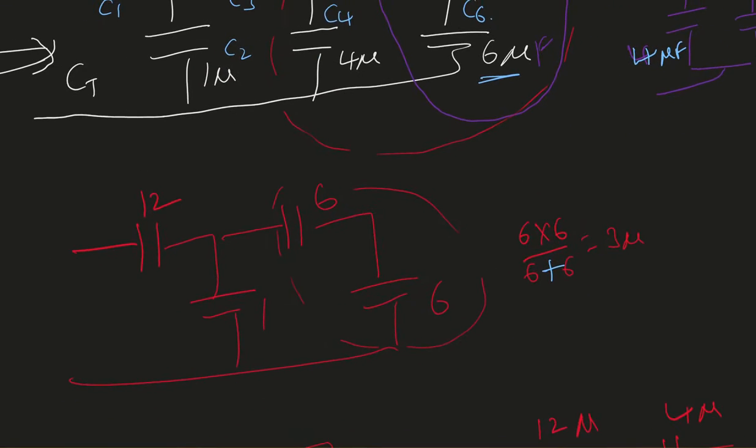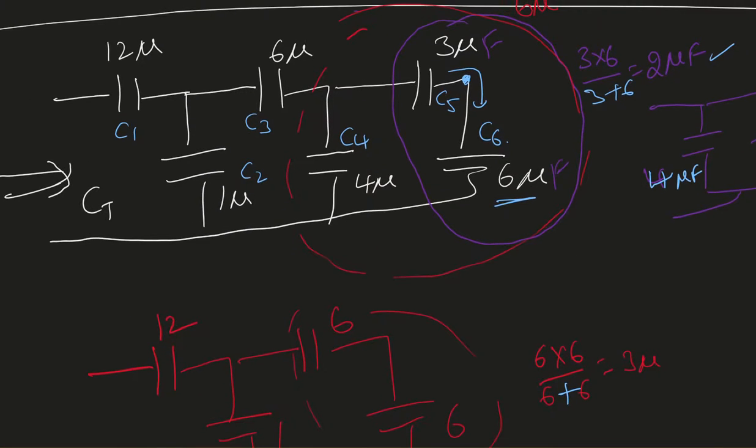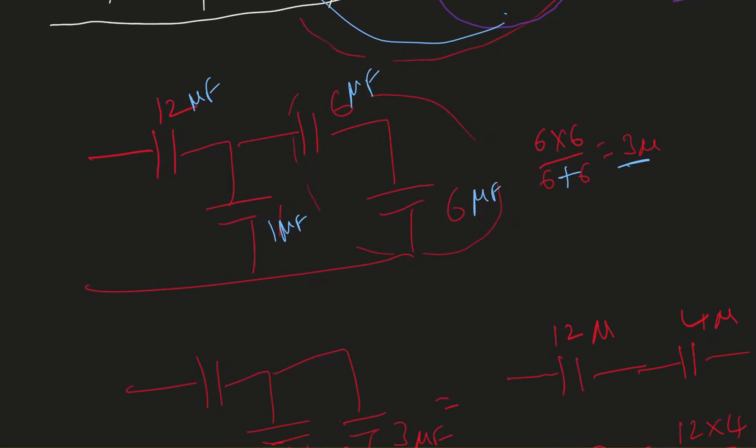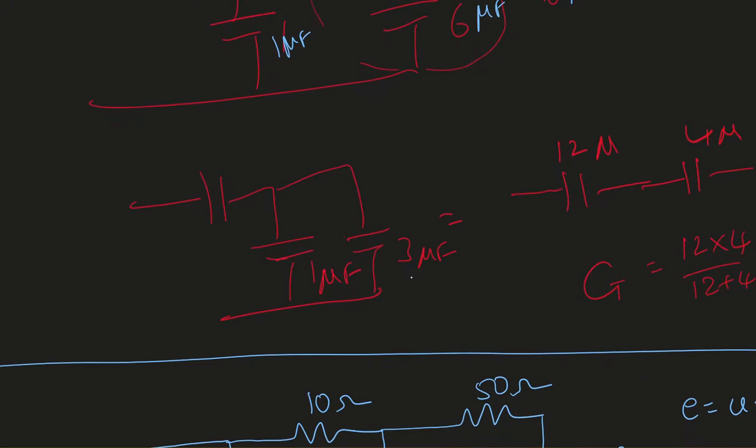Now I'm going to redraw the circuit again. So I have 12 microfarad and 6 microfarad. Everything else, I already found the equivalent value, which is 6 microfarad, and this is 1 microfarad. Now I can see these two, 6 and 6, are in series. I end up with 3 microfarad. Now 3 microfarad is in parallel with 1 microfarad. So when they're in parallel, the total is going to be 4 microfarad.